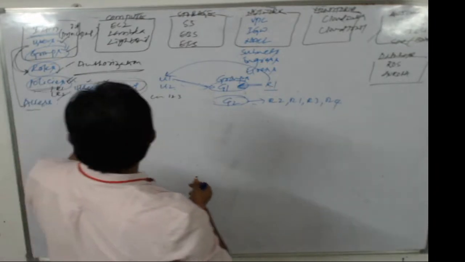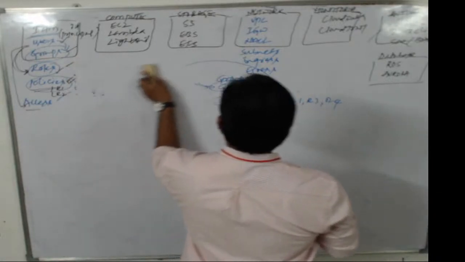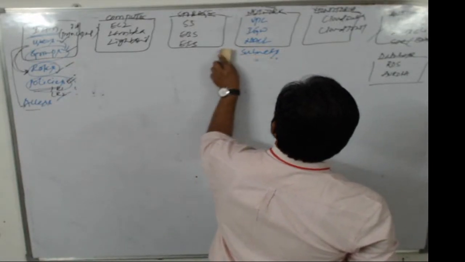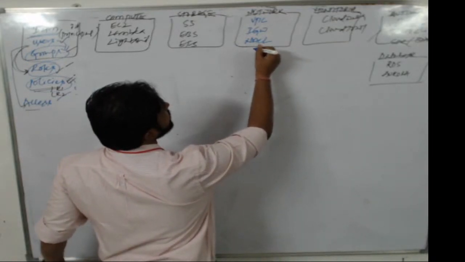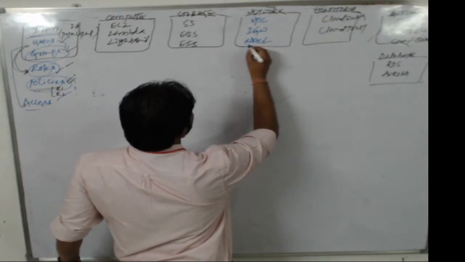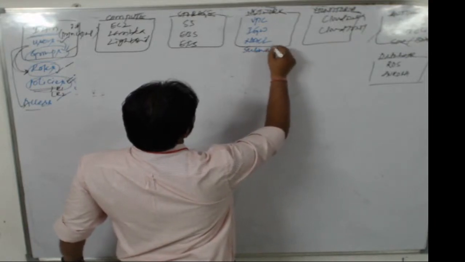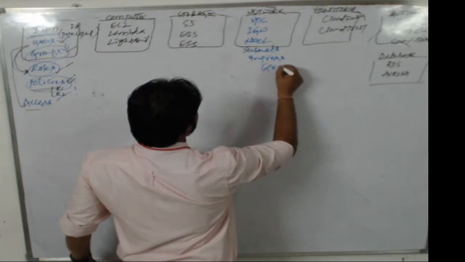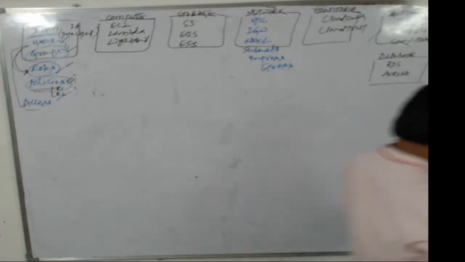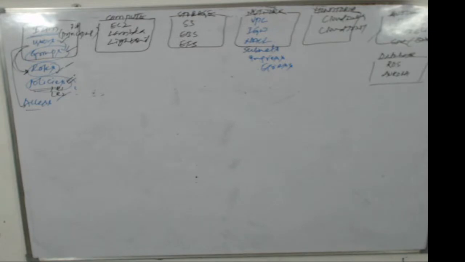All right, let's get to network. Network, we'll try to understand using a diagram. VPC, IGW, NACL, subnets, ingress, egress. I'll explain to you using a diagram. That will be much easier.